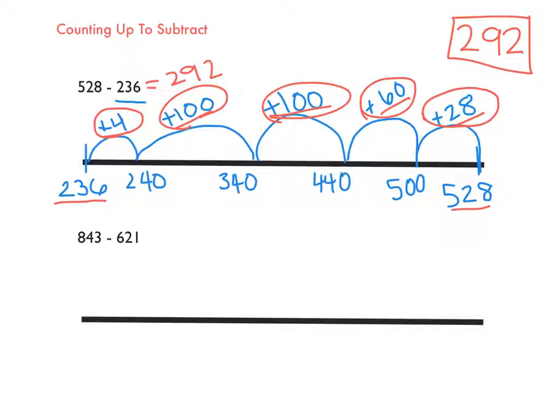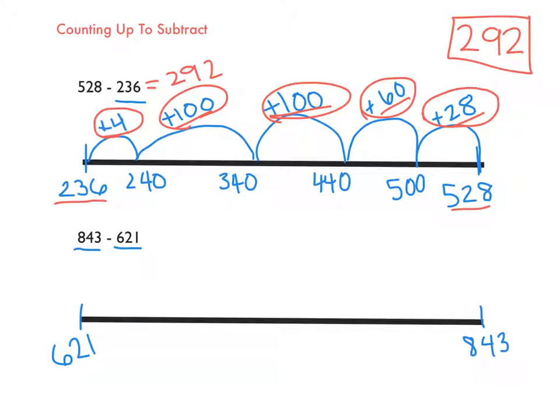Now we're going to use that same method to help us to solve this problem. 843 minus 621. We're going to count up to find the difference between those two numbers. So we'll start with our number line and we'll start with the smaller number. So 621, and we want to get up to 843. Okay, now remember, we want to use numbers that are really easy to work with.